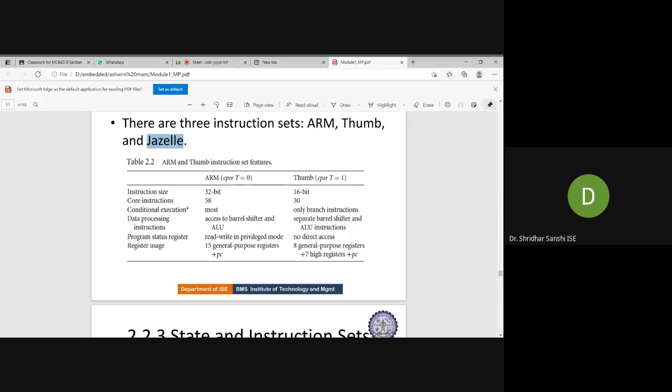Okay, the instructions are a combination of hardware and software. And why are they used? They are used to execute Java bytecodes. Yes. Another thing you need to remember is the program status register. In the ARM, it is read-write in privilege mode. Here it is no direct access. And how many registers are used with respect to a specific instruction set. So these things you need to understand.